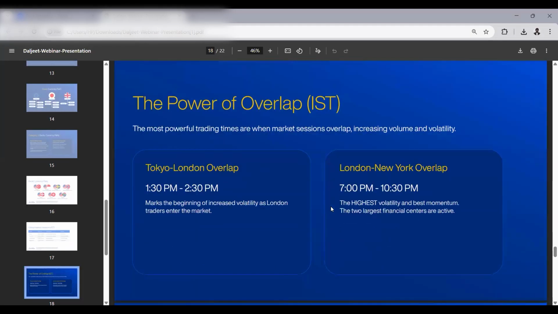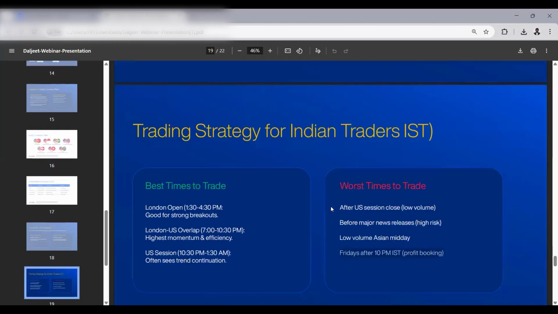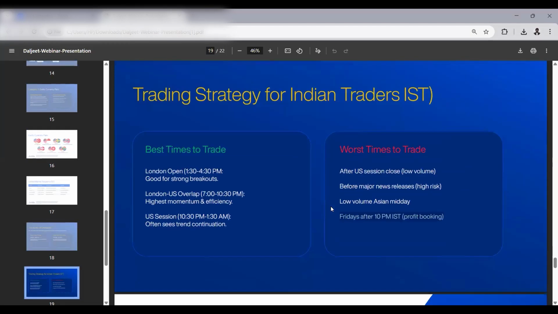Then we talked about the power of overlap, where we can have an advantage of trading in the session where the maximum liquidity and maximum volatility is there. So that is what we learned. We understood the best times to trade and the worst times to trade that we should usually avoid. So this is all about today's session.